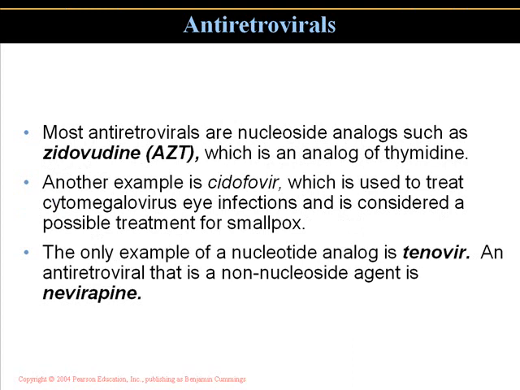Another one is cidofovir, which is used to treat cytomegalovirus that affects the eye. These agents are also being considered for possible treatment of smallpox, but there's no definitive data on that as of yet. An example of a nucleotide analog is tenofovir. There is also an antiviral that is a non-nucleoside agent, and this one is referred to as nevirapine.